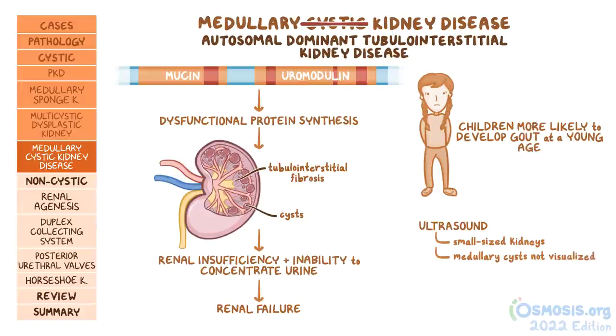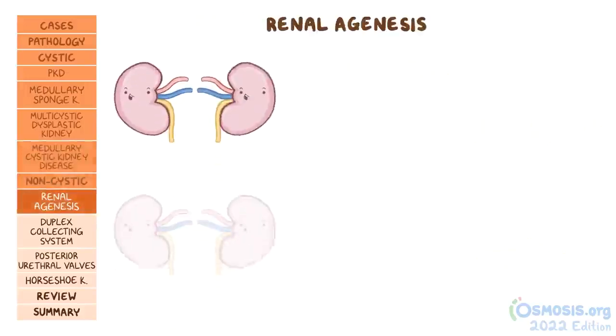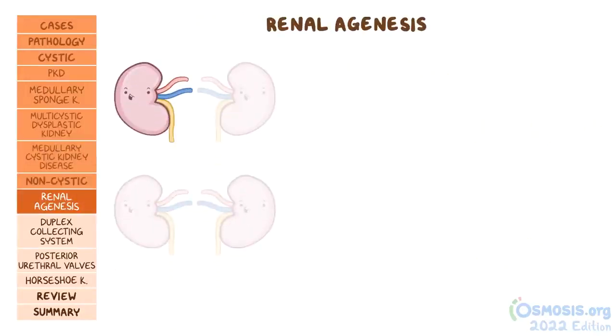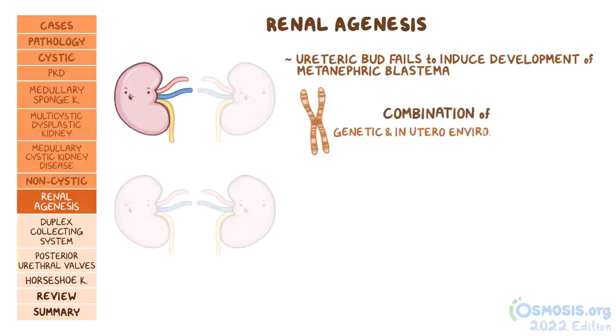Okay, so now let's move on to non-cystic congenital disorders. First, there's renal agenesis, which is when one or both kidneys do not form. With renal agenesis, the ureteric bud fails to induce development of the metanephric blastema, and so either one or both kidneys don't develop. Although not completely known, it's thought that this is a result of a combination of genetic as well as in utero environmental factors, like toxins and infections.